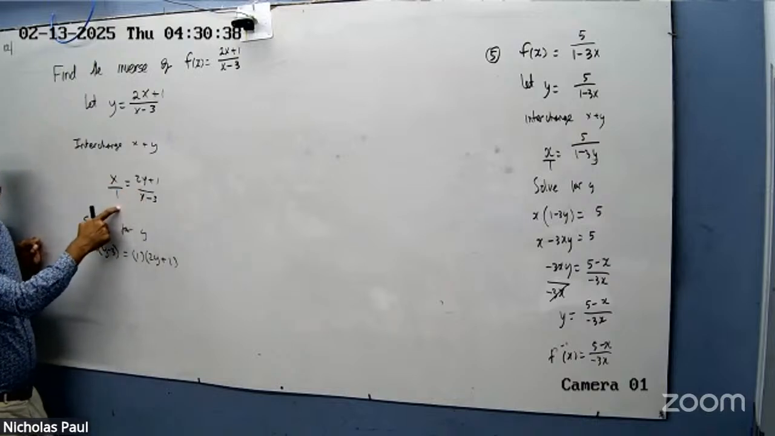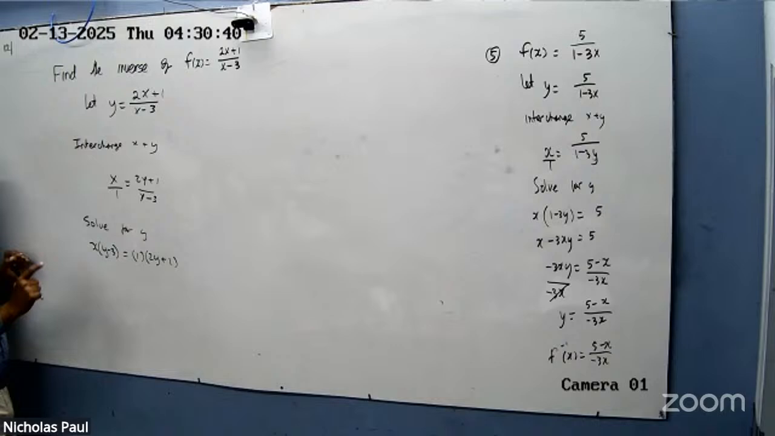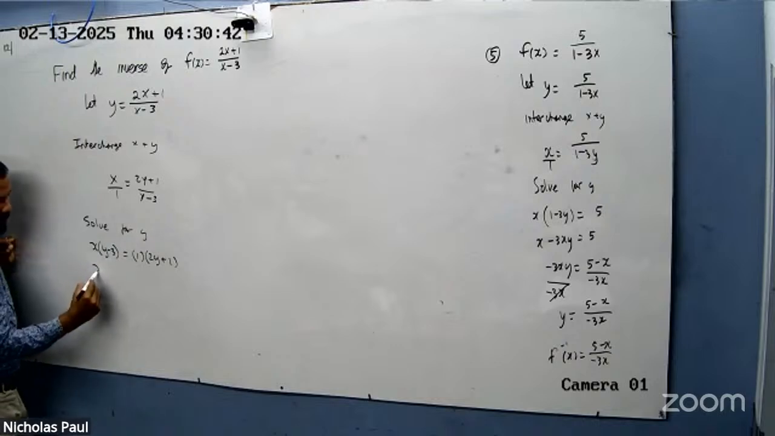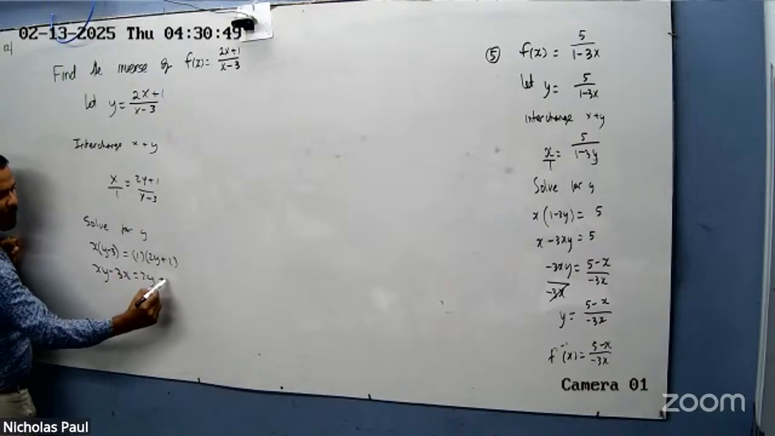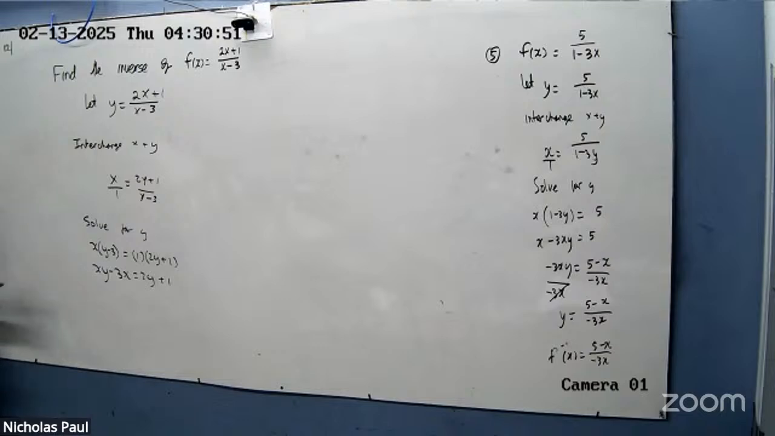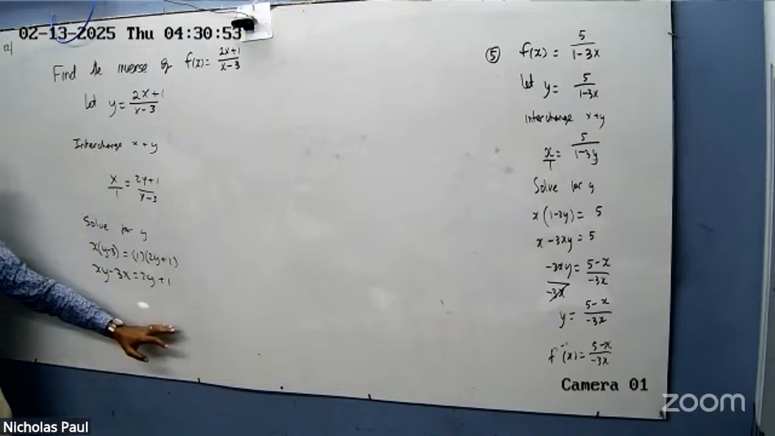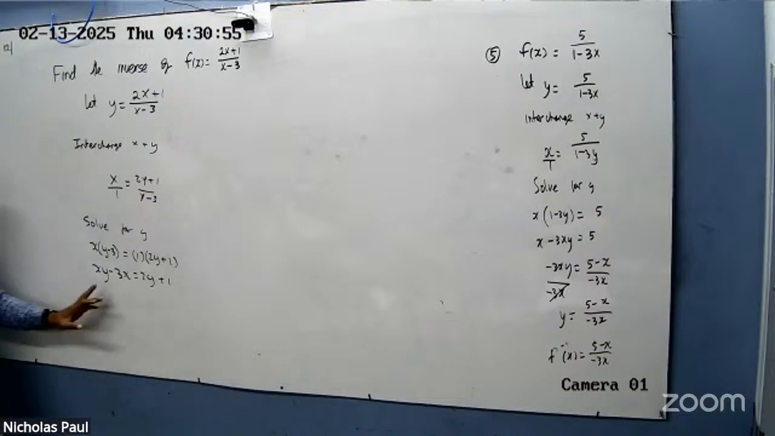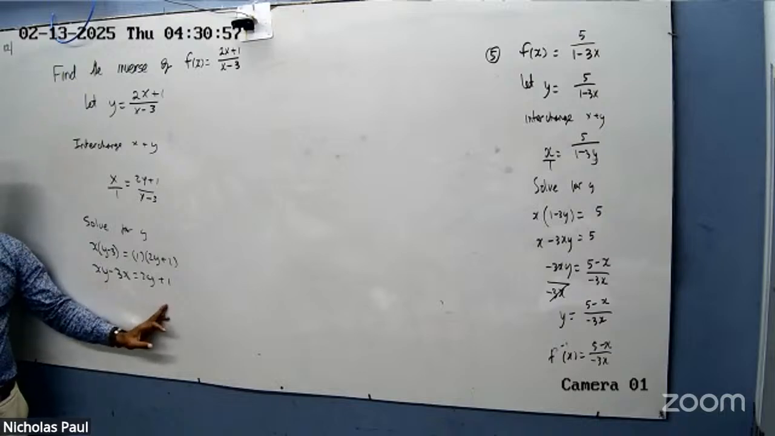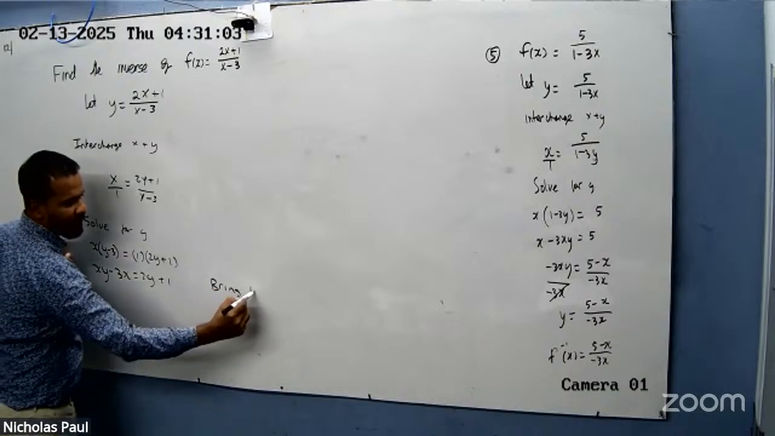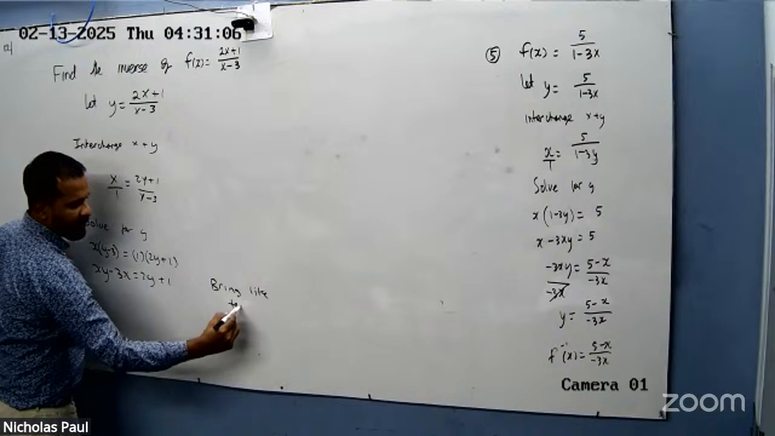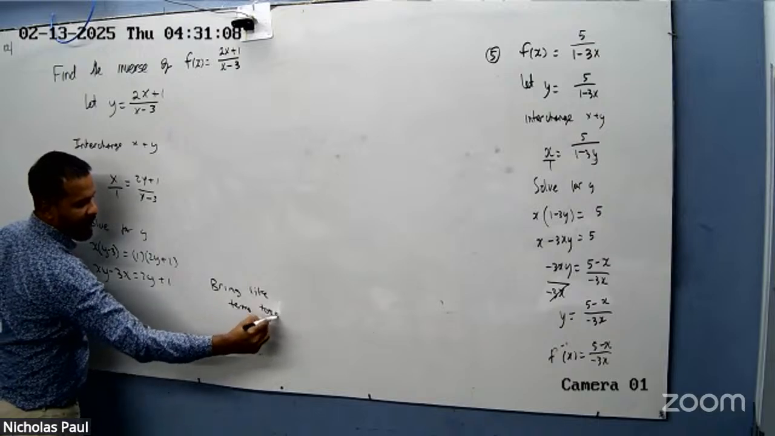I'm going to expand this out. But here, this is a problem. When I expand this out, I get xy minus 3x. Here, I got 2y plus 1. What's the problem I'm seeing here? There is a y here and a y here. So what you do is bring your like terms together. So your next step is to bring like terms together.